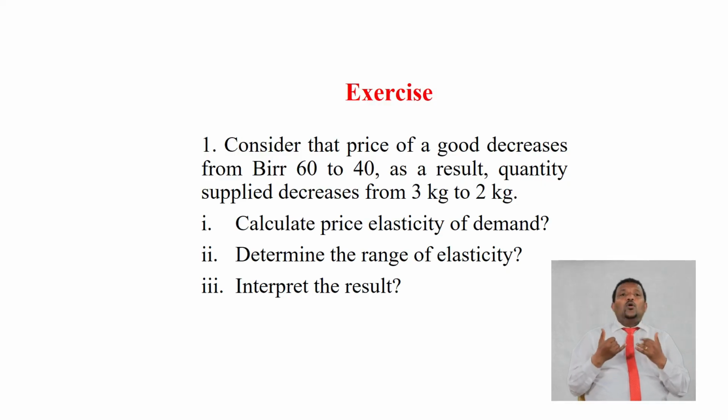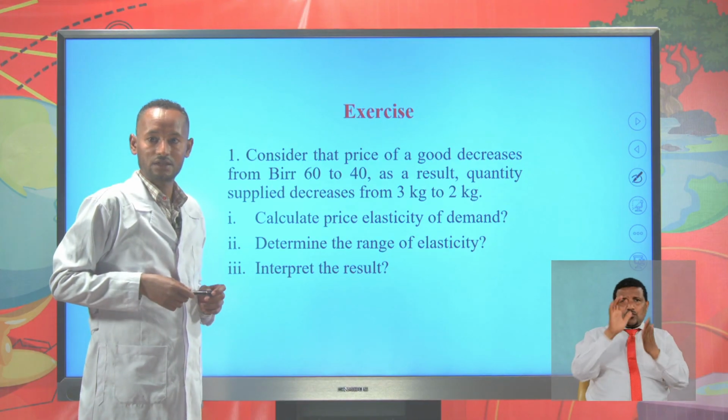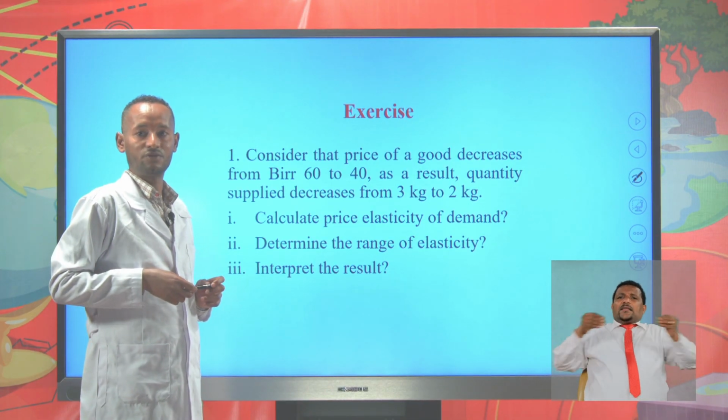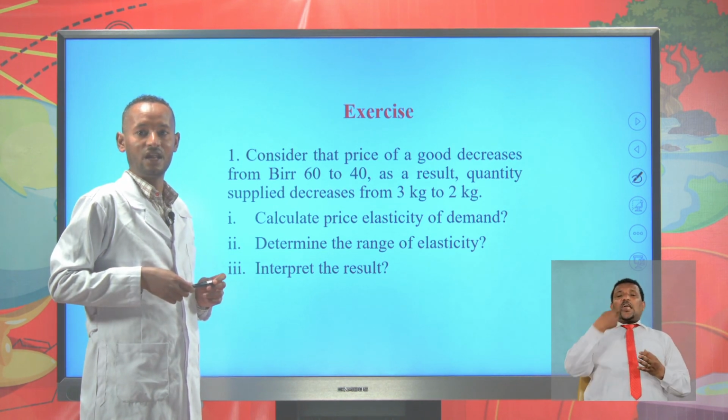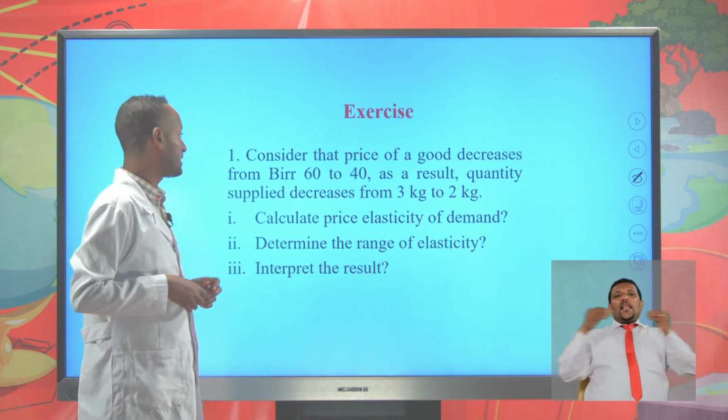Now, let me give you a revision exercise. Consider that the price of a good decreases from 60 to 40. As a result, the quantity supplied decreases from 3 kg to 2 kg, and you are asked to calculate the price elasticity of supply, determine the range of elasticity, and interpret the result.